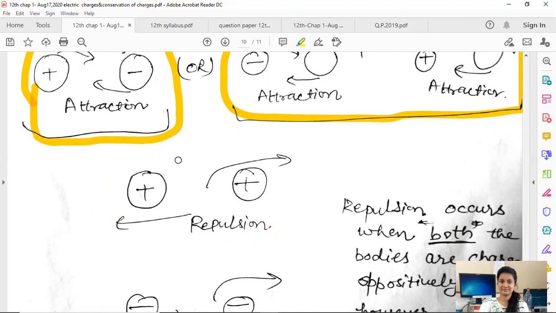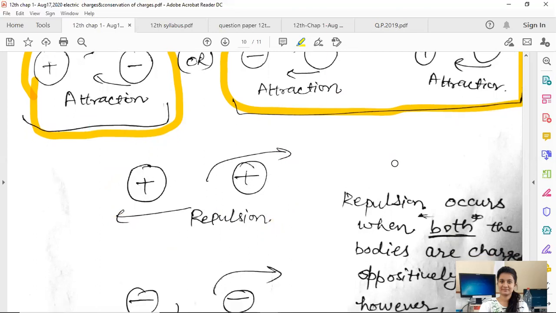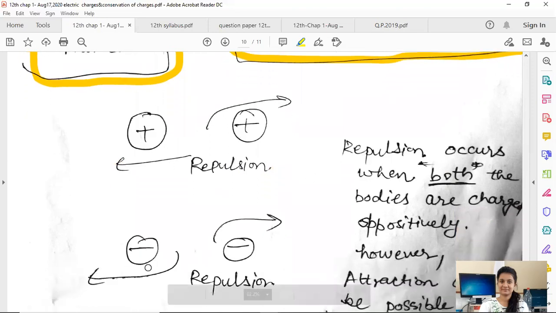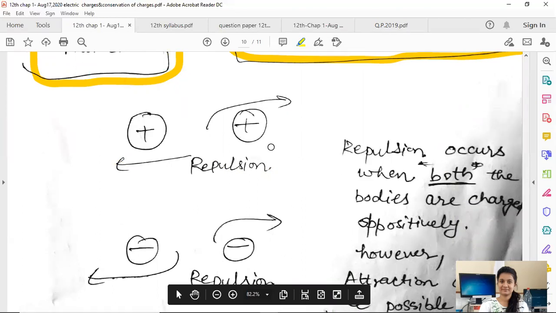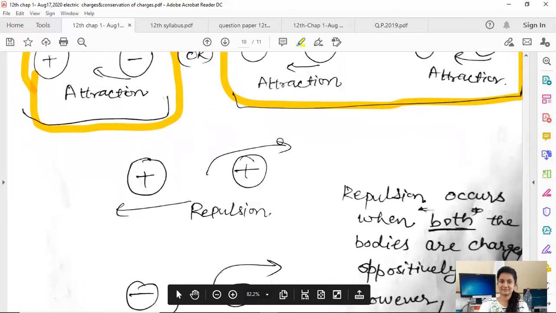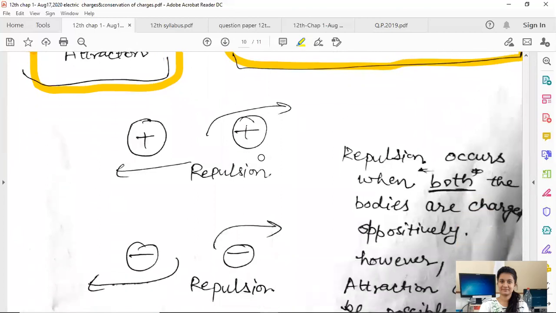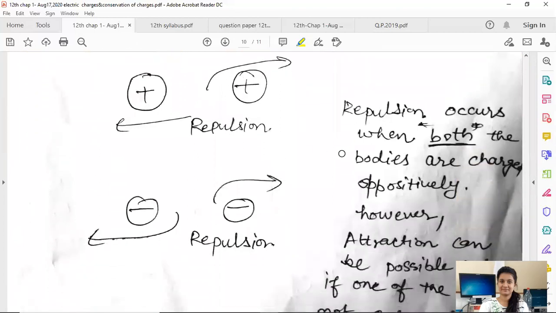In case of repulsion, we can consider that both the bodies are charged, and electrification means the bodies have some charge. So you can give answers in your own wording. If you understand this concept, you can write it in your own words.